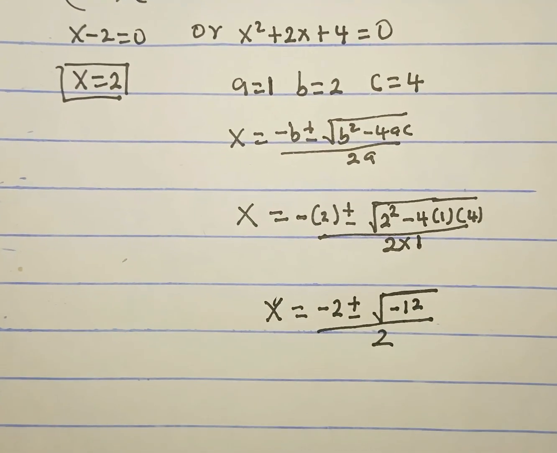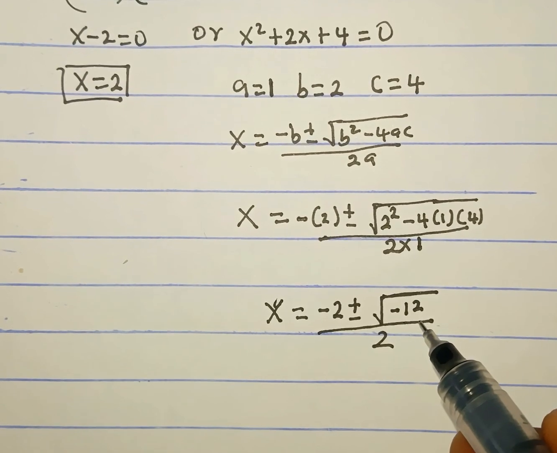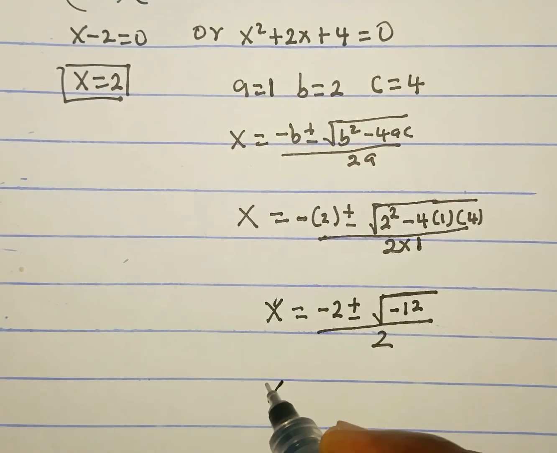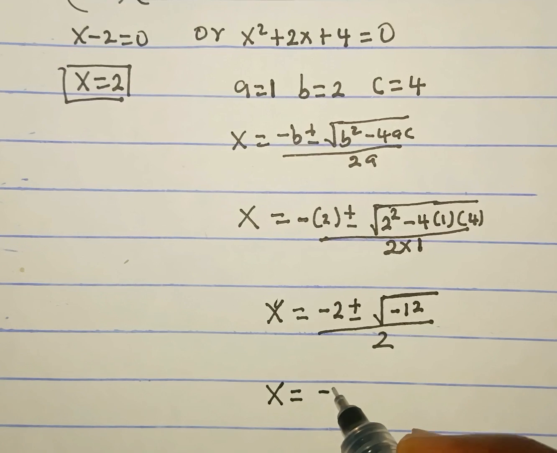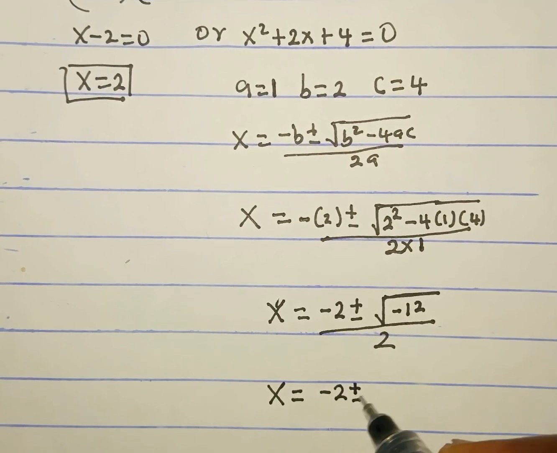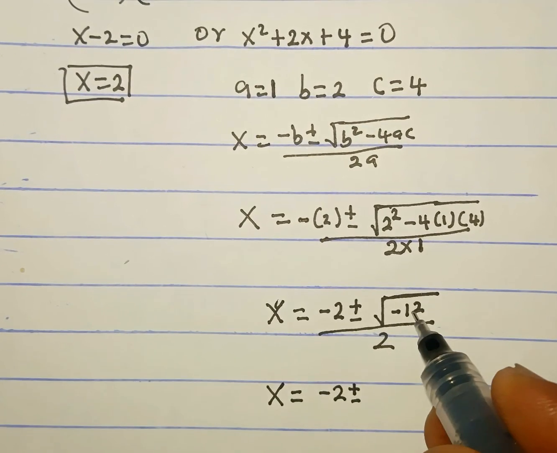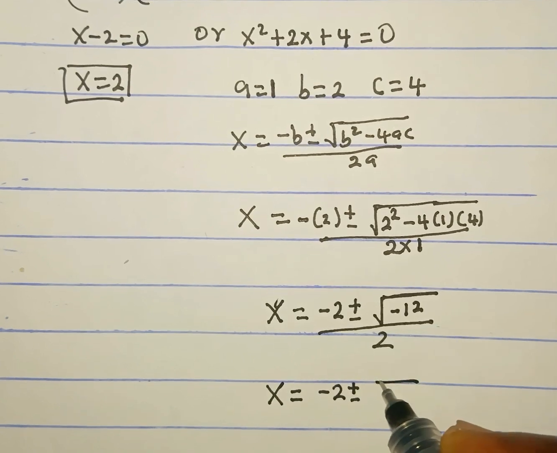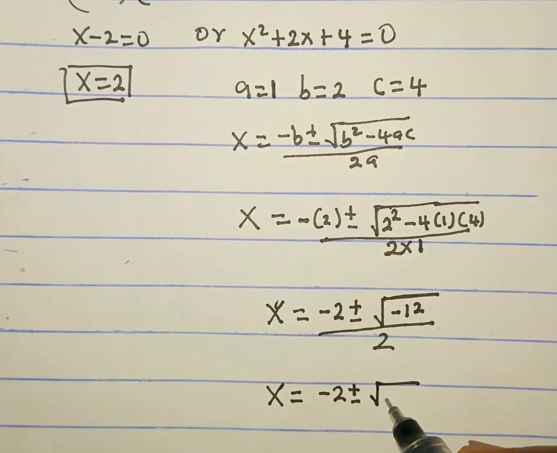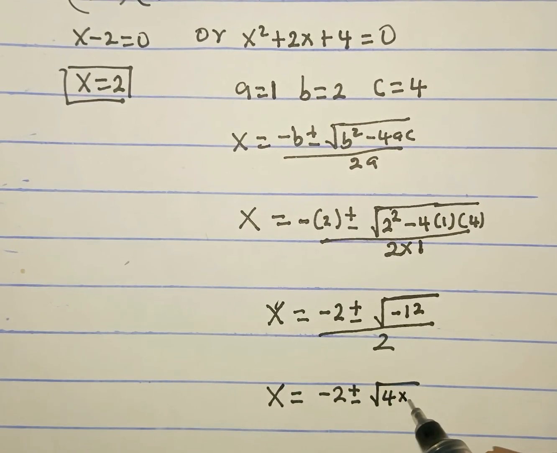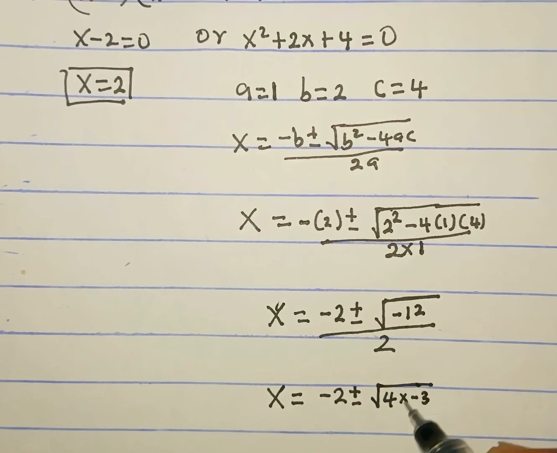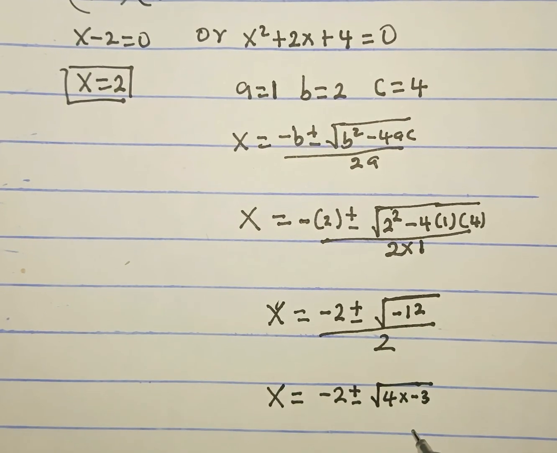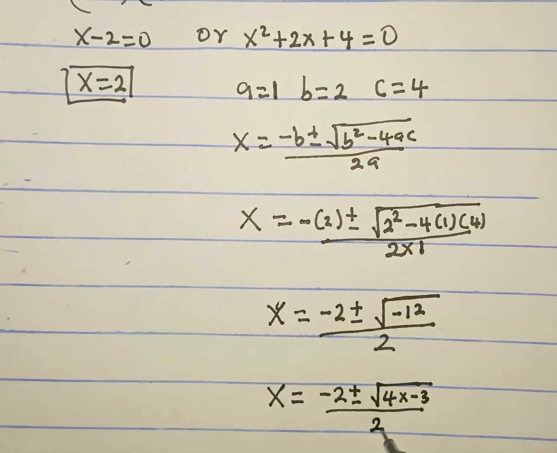Now, the next step is to take the square root of negative 12. And remember, when you are taking the square root of a negative number, it's going to give us a complex solution. So therefore, we can break this 12. This 12 can also be written as 4 multiplied by negative 3. So when you do this, it's going to give us back negative 12. So everything all over 2.